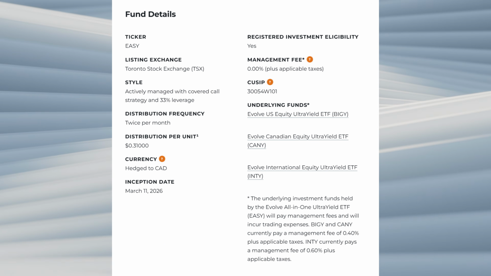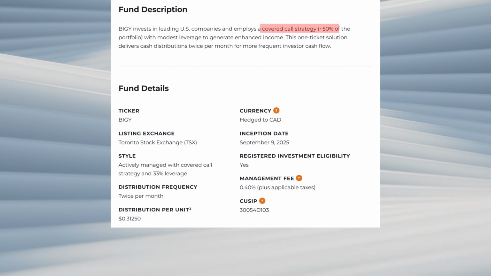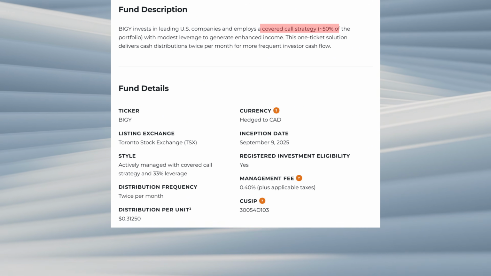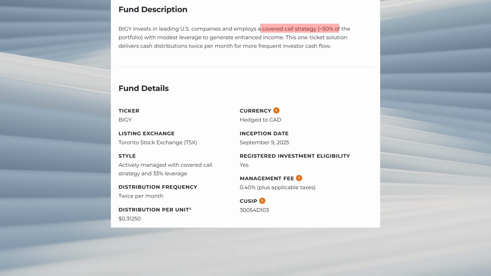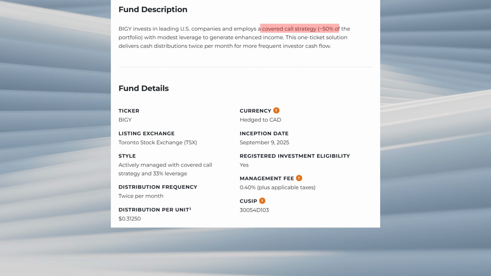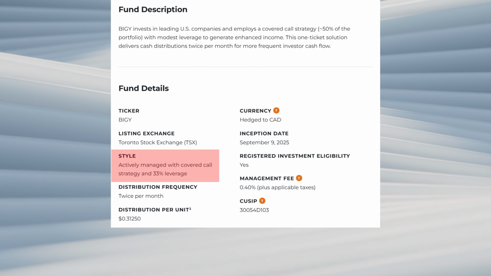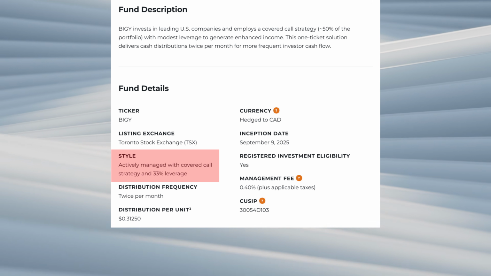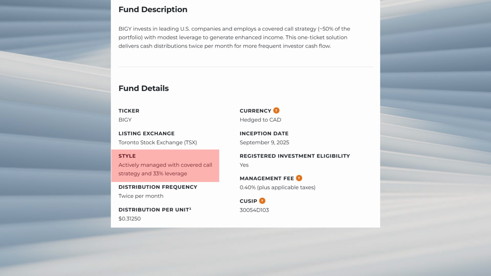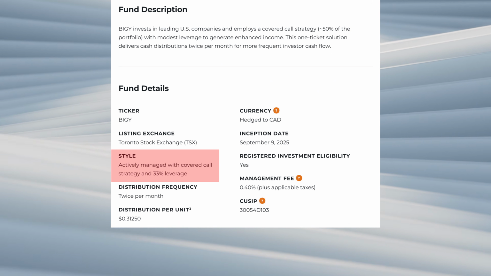Second, and most importantly, is the strategy. BIGI, CANI, and INTI all utilize a 50% covered call coverage, specifically writing at the money calls. This means they sacrifice half of their potential upside in exchange for high cash flow. Additionally, these ETFs carry approximately 33% leverage. So, EASY is essentially a leveraged portfolio that has traded away a significant portion of its growth potential.